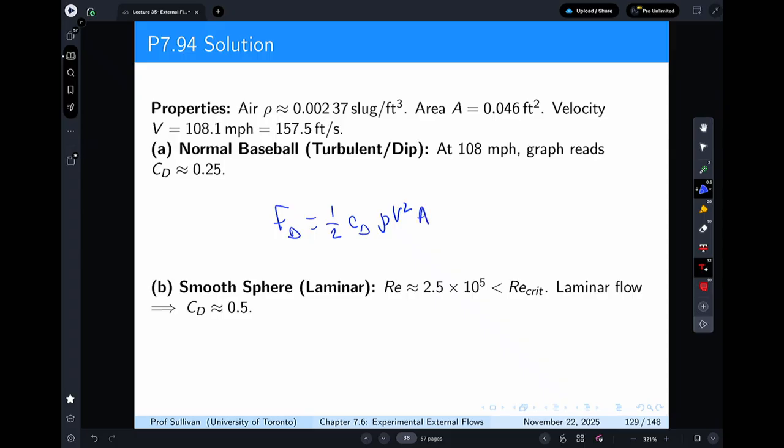So same sort of thing. You've got air. You've got the slugs per cubic foot there. Area. That's the circular cross-sectional area, the planform area as it approaches. And so say 108.1 or 157.5 feet per second.